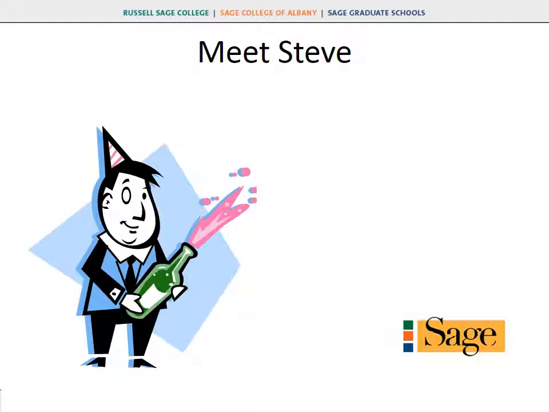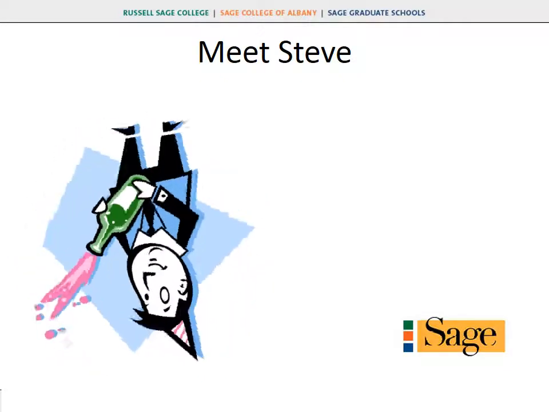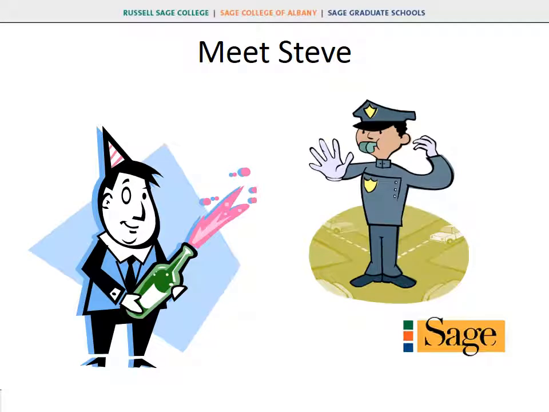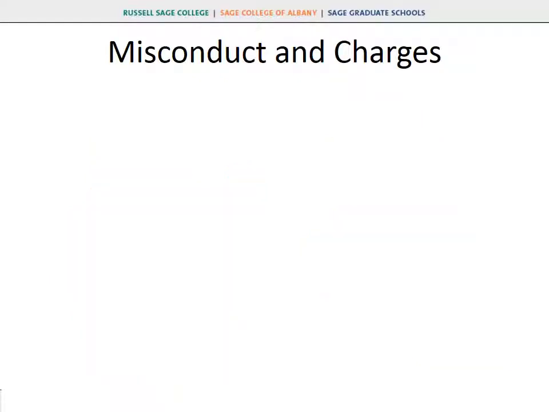Meet Steve. He's a first-year student at Sage College of Albany, and to celebrate his 18th birthday, he decides to treat himself and his buddies to a few bottles of the cheapest liquor they can get their hands on. Unfortunately, things get a little out of control in his residence hall room, and that attracts the attention of a public safety officer doing rounds in the building. The party is over, but Steve's journey through the student conduct process is just beginning.